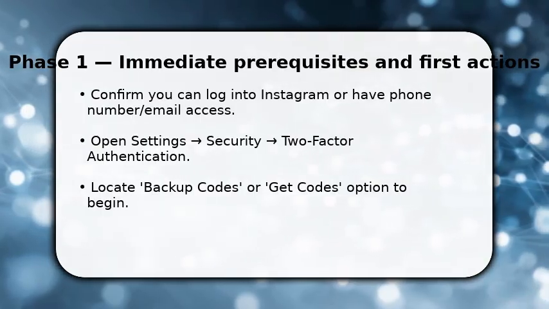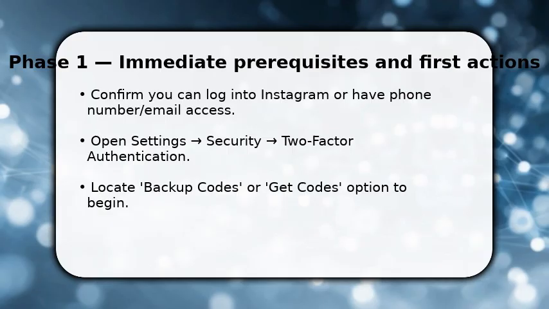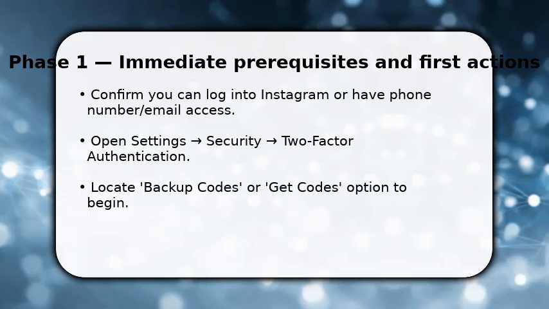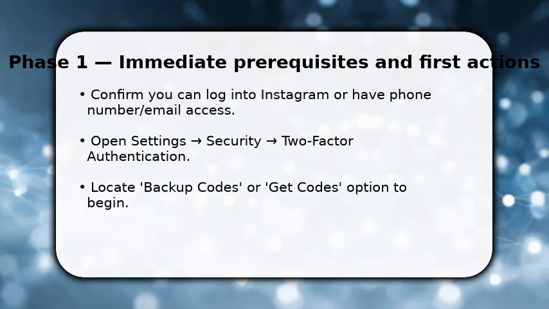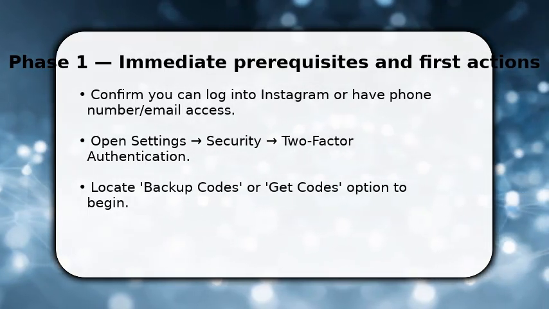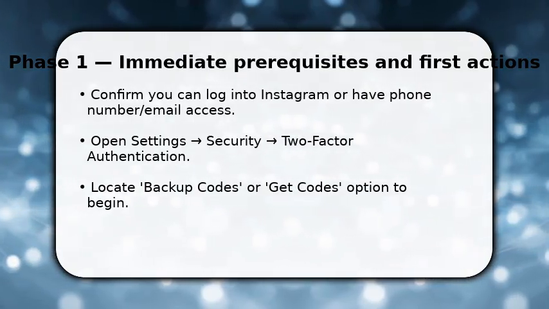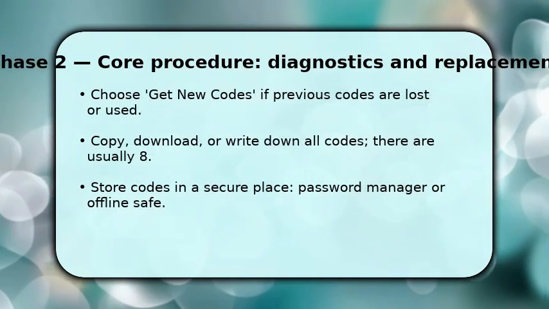Once there, look for the backup codes or Get Codes button and tap it. This regenerates a set tied to your 2FA. Make sure you understand why. Backup codes bypass your authenticator when your phone is unavailable, so treat them like passwords and keep them offline and secure.